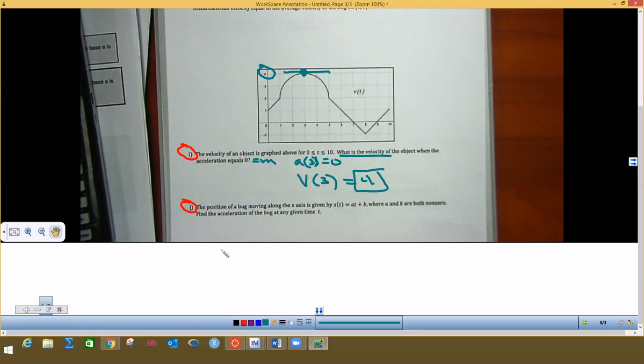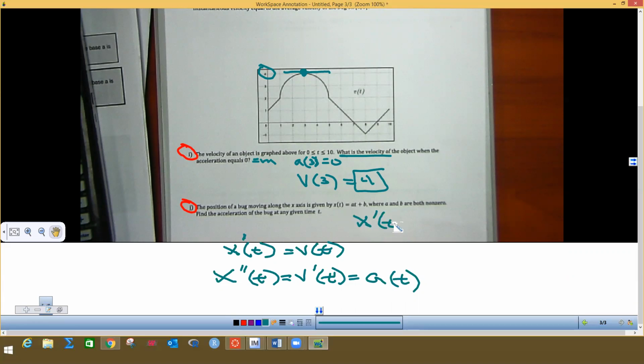Find the acceleration. Okay, so what we need to know is that the derivative of x of t equals v of t. And then the second derivative of x of t equals the first derivative of velocity, which equals acceleration. So we basically have to get the second derivative of this. So the first derivative, and we're doing it with respect to t, is going to be equal to a. Remember, a is a number. So when I do the derivative of any number, that is going to equal 0. So the answer for this is the acceleration is 0.